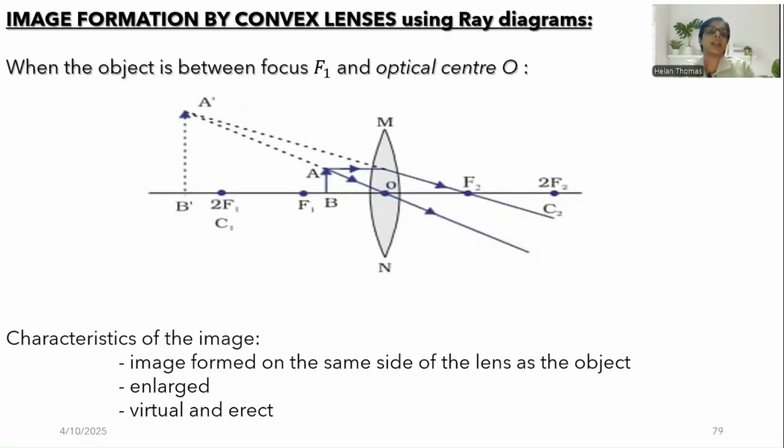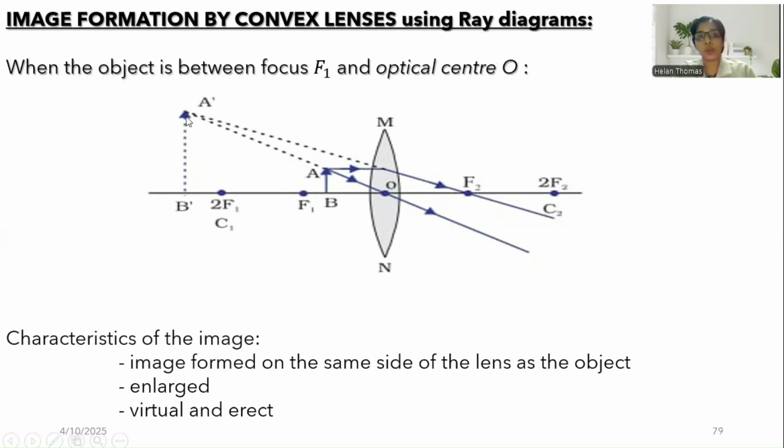And now the last case, when the object is in between F1, that is the focal point, the focus, and the optic center. When the object is placed in between the F1 and O, the parallel ray will undergo refraction and will go through the focus, while the ray going through the optic center will not suffer any deviation. If you see these two light rays, they are diverging light rays, and we know diverging light rays can never meet.